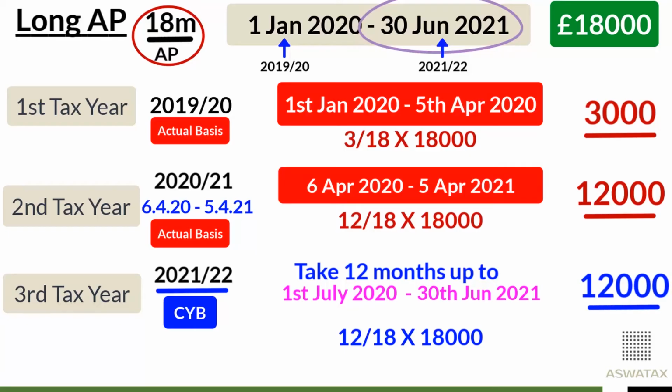Now we need to consider, as usual, overlap profits. Let's draw a timeline. So we started on 1st of Jan to 30th June 2021. We'll draw a large one here so we can understand fully. So we started on 1st of Jan 2020, 30th June 2021. We have 5th of April somewhere here, 2020. We have 6th of April, let's say 6th of April here, and let's say 5th of April 2021 over here.